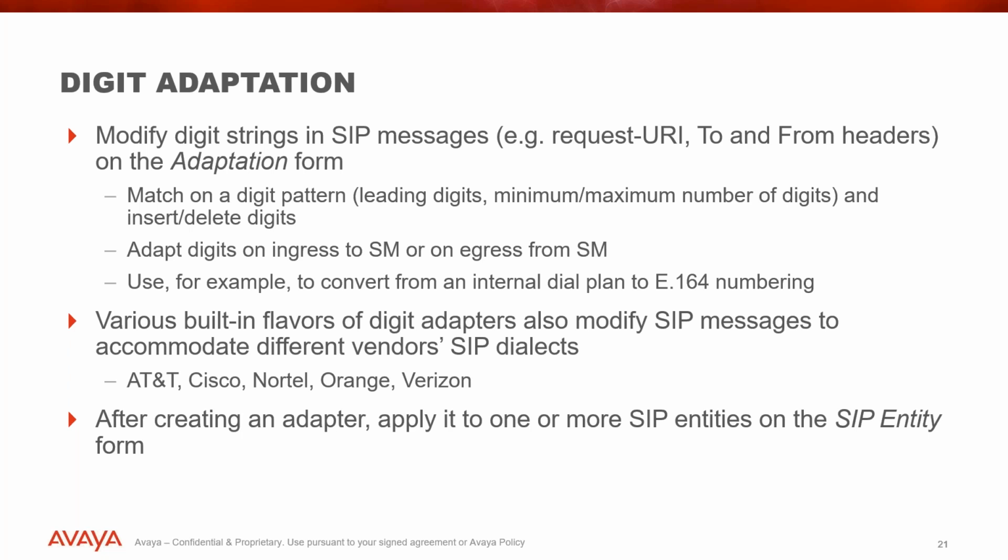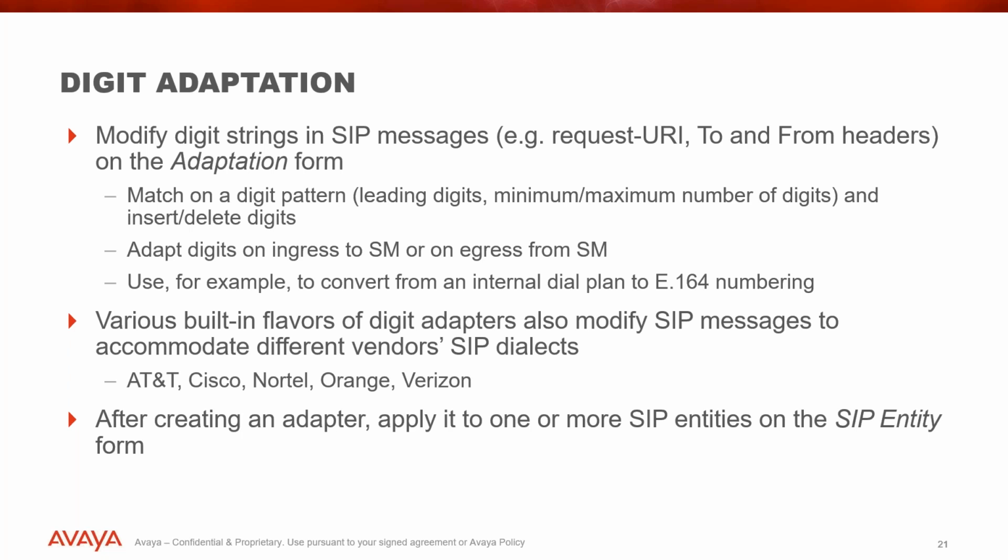So digit adaptation is the kind of thing you're used to from Communication Manager. It's been supported for decades now. You want to modify digit strings. Say you have a short digit string within your enterprise, and then when you want to route to the outside world, if you're in the US, you go to a full 10 digits, for example, or around the world, you go to varying numbers of digits. You would use digit adaptation to do that kind of modification.